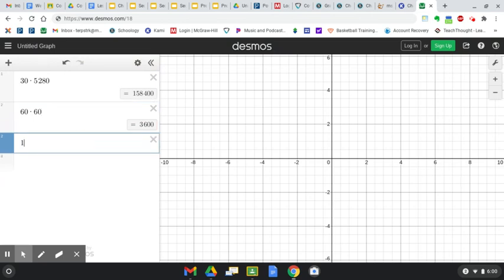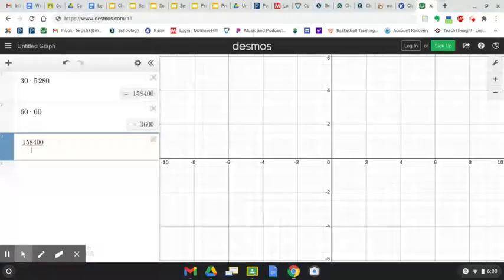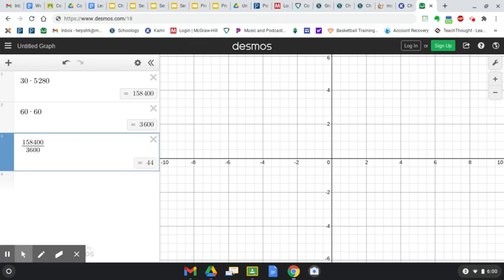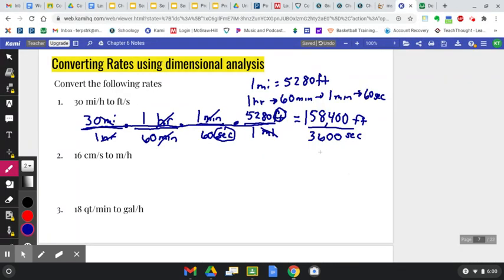So I can take 158,400 divided by 3,600, and we get 44. And that would be 44 feet per second. So 30 miles per hour equates to 44 feet per second.